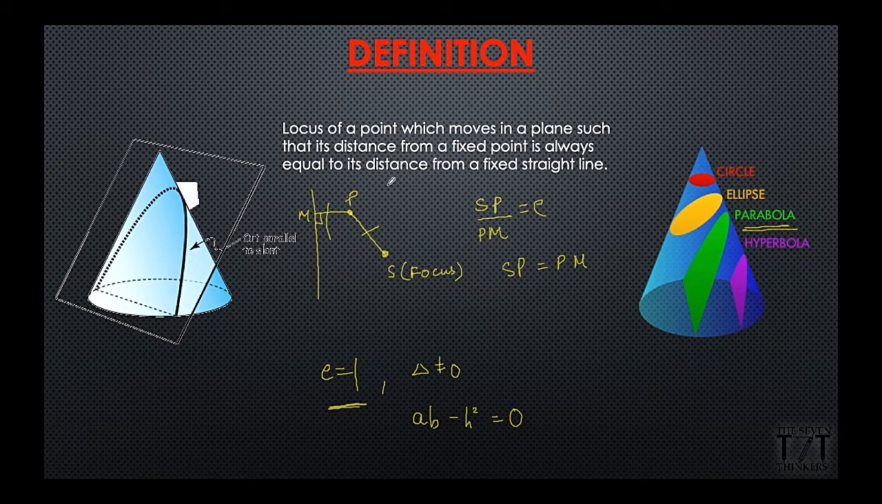And so this is what is written in the definition: a point which moves in a plane such that the distance from a fixed point S is always equal to its distance from a fixed straight line, and this fixed straight line is the directrix. So SP is equal to PM is the main thing we need to know about parabola. Coming up is how a parabola is actually drawn according to its definition. Let's check it out.